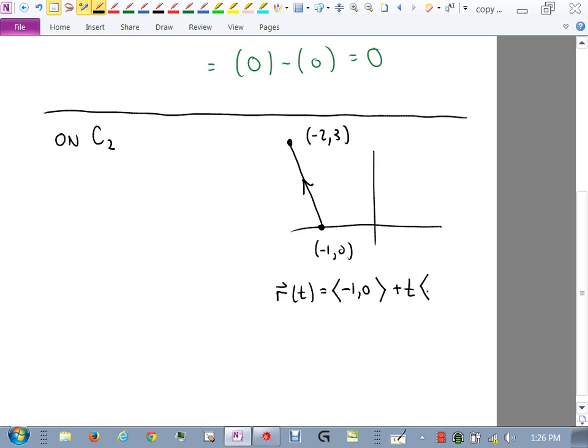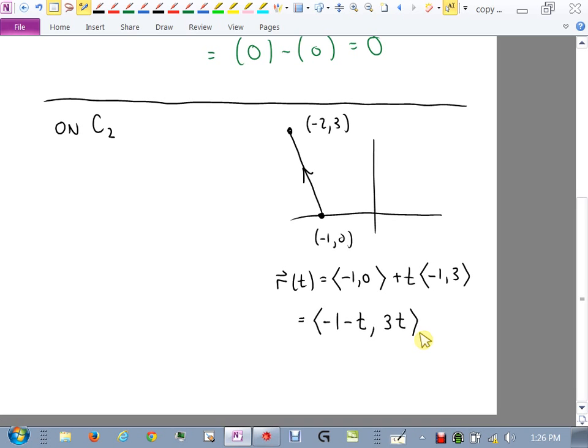Which is the vector that connects this to this. So you subtract coordinates, what do you have? Negative 1, 3. Put those together: negative 1 minus t, and then the other one is just 3t. And why did we do that? Because we get the parametric equations for x and y that way, right?